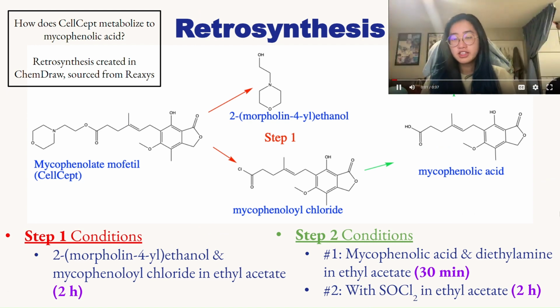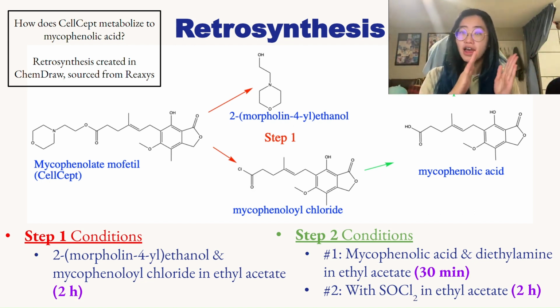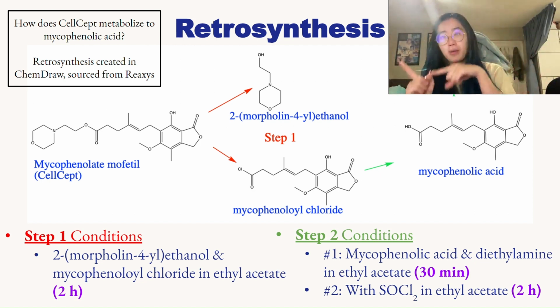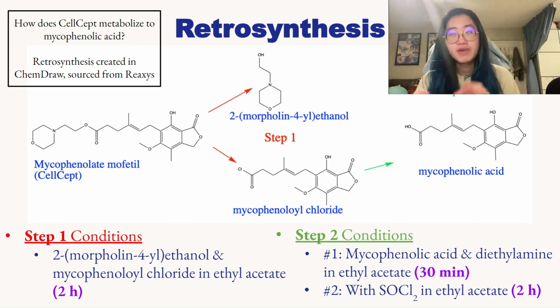The retrosynthesis of CellCept follows the metabolic process we talked about in the previous slide, the transformation from the prodrug MMF into the active form MPA. As shown in this diagram, MMF would be formed from the ethanol structure on the top and the mycophenol chloride shown on the bottom. This reaction would occur in ethyl acetate for 2 hours.